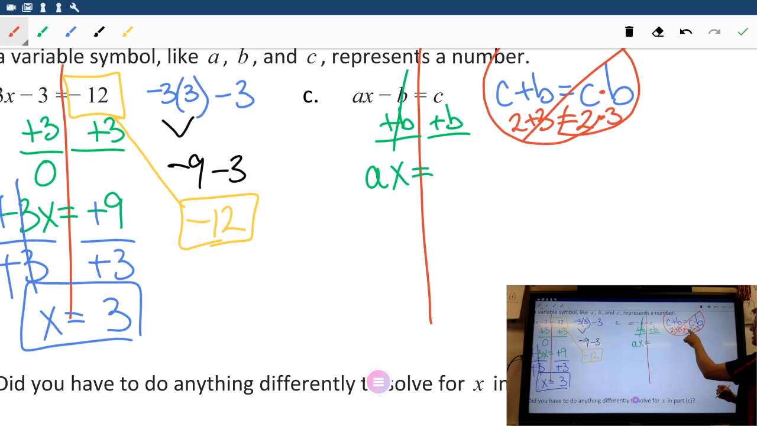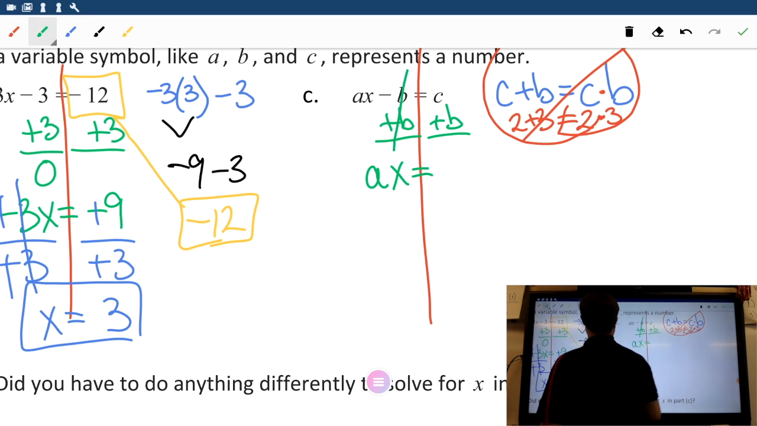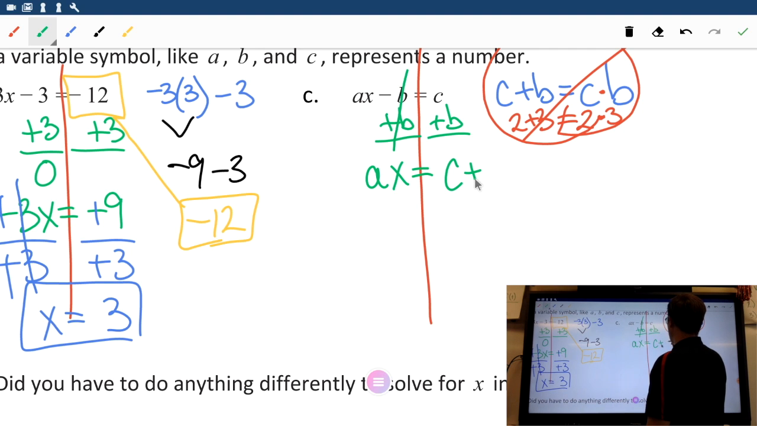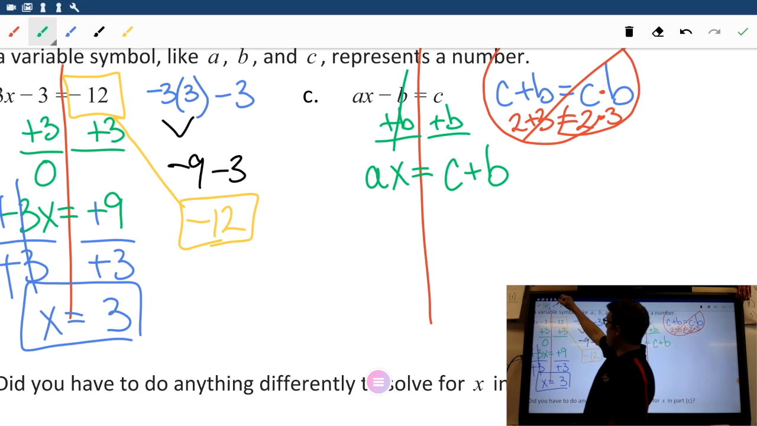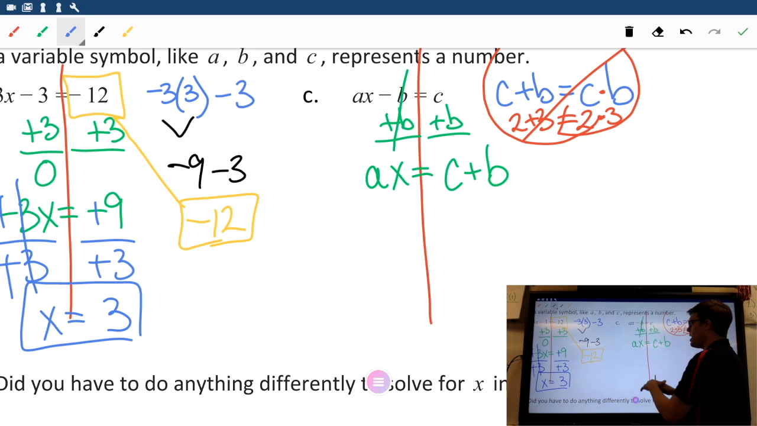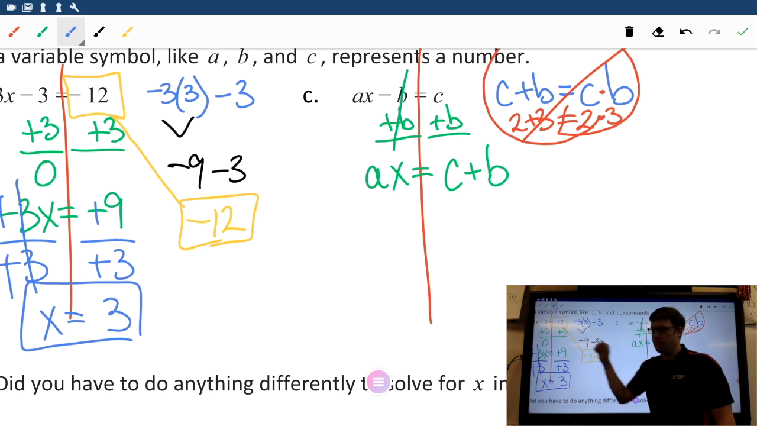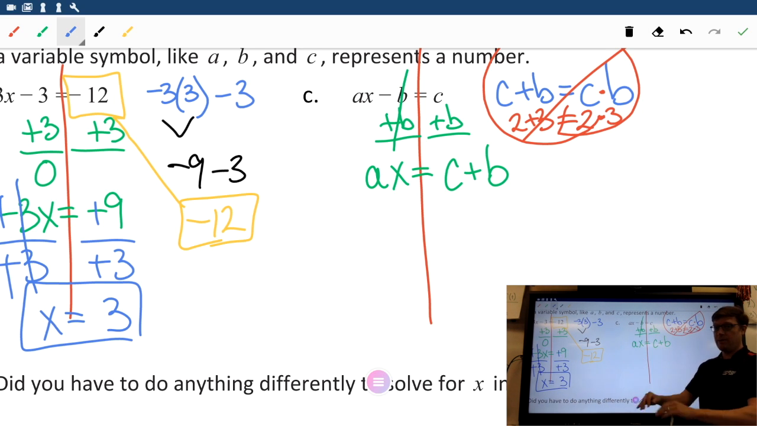2 plus 3 is not the same as 2 times 3. So instead, I'm just going to rewrite it. I'm just going to write it as c plus b. That's fine. That's totally okay to do. Next step is to make sure that x, right now there are a of them. Like in this example, there were negative 3 of them. In this one, there are a of them.